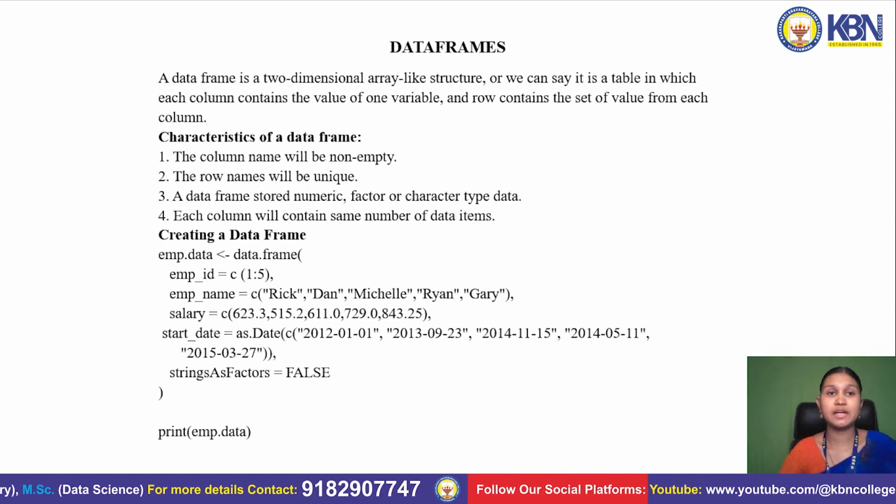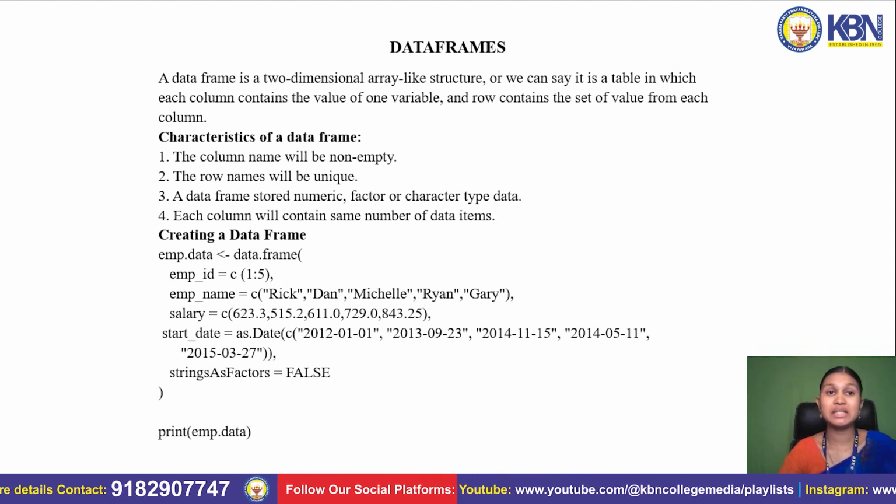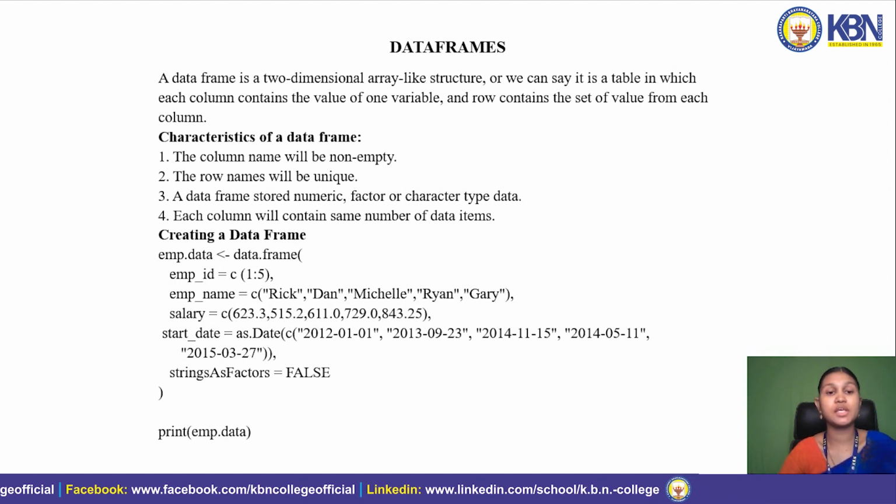Now what is a data frame? It is a two-dimensional data structure, but it is not similar to the array concept and matrix concept. Why? Because it has a table format, and each row contains a set of values, but the column name should be non-empty and the row name will be unique only. In a data frame you can store numeric values and factor values, but each column contains the same number of data items. Let us see the example.